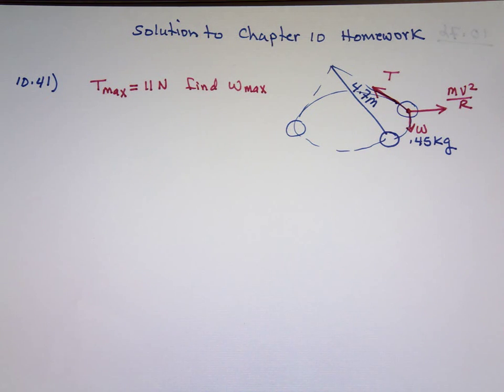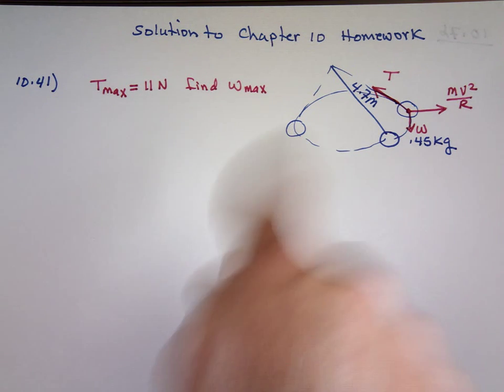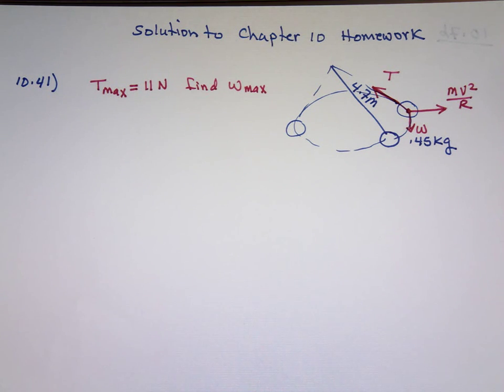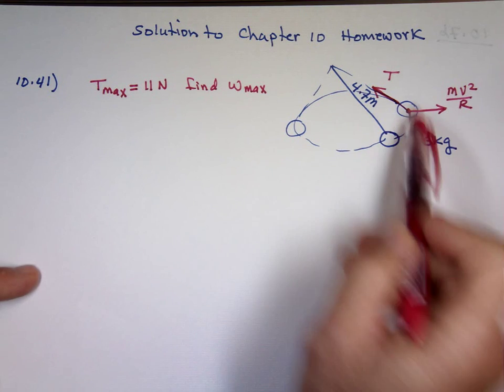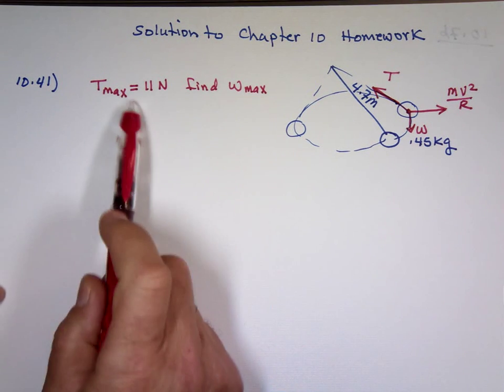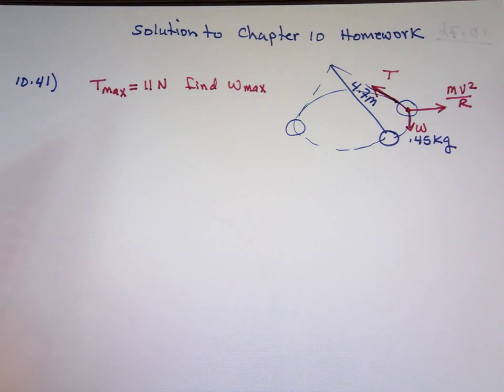We'll start again. We have a ball that's attached to a string that spins in a circle, spinning horizontally, the ball is actually horizontal. And now the maximum tension on this is 11 Newton. The question, find W max.